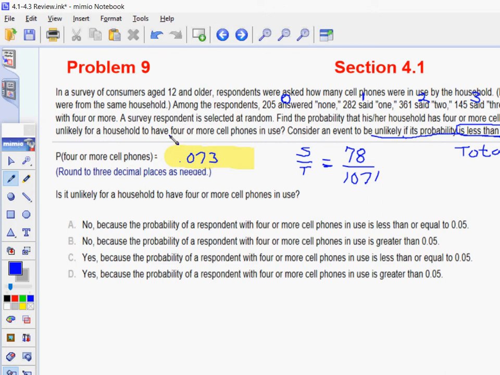It's close, but it is not greater than 0.05. So this is not unlikely. I would say B. Is it unlikely? No, because the probability of a respondent with 4 or more cell phones in use is greater than 0.05.